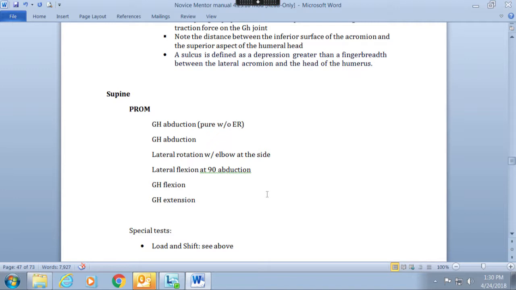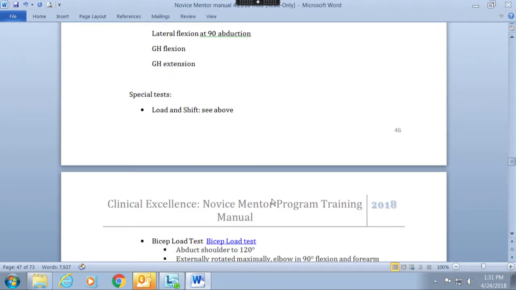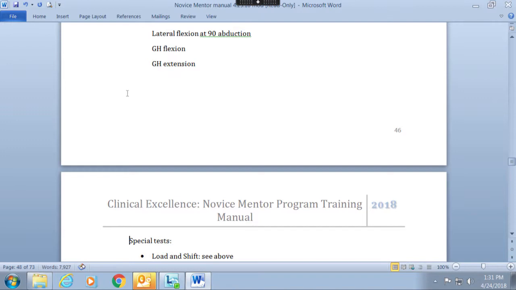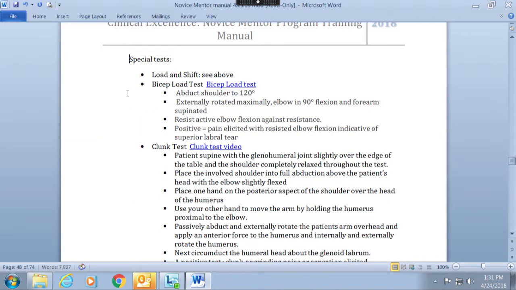That's with external rotation. You can do lateral rotation with the elbow at the side and elbow at 90. At the side is more subscap. As you get more to 90, you start thinking more capsular, flexion, extension, etc. In supine, you could also do a load shift in that position. You can do a biceps load test.